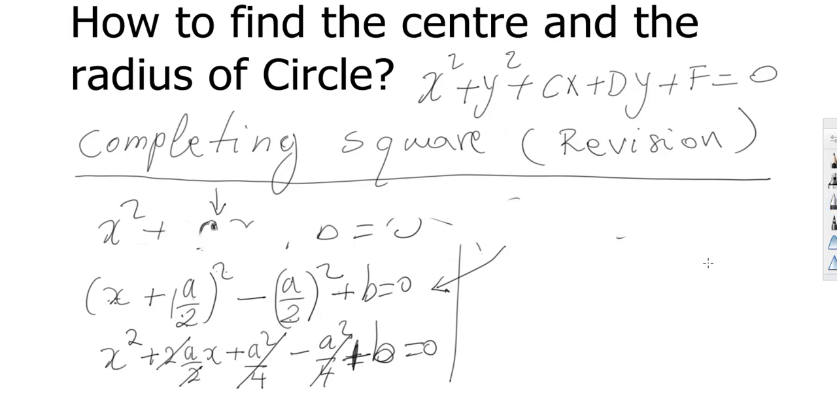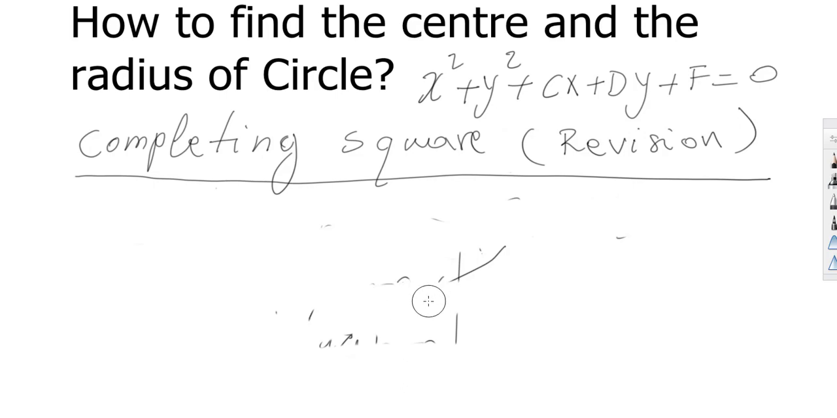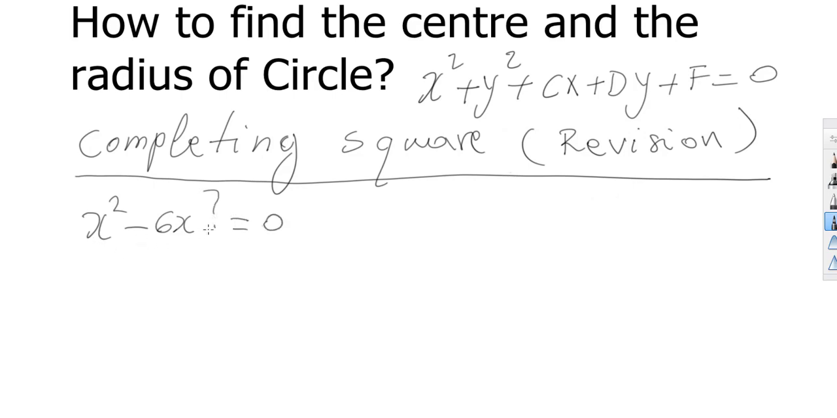Okay, let me do an example. I will give you two examples. Let me remove this so you can see my example right now. For example, we have x squared minus 6x. So they want to know what is missing here. Okay, what completes the square here, what is missing there?